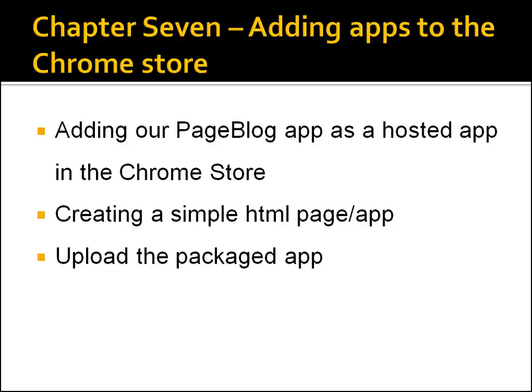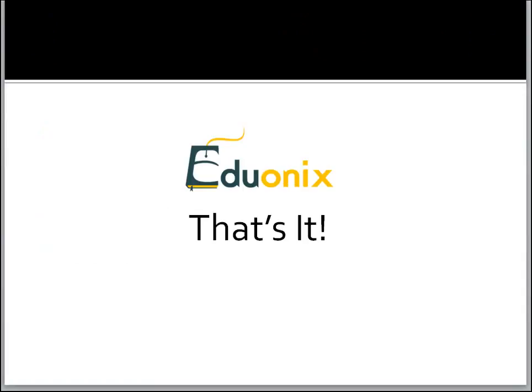And in Chapter 7, we'll basically take our page blog Facebook application and add it as a hosted app in the Chrome Store. Basically, a hosted app is just a link to another domain or another application. And then we'll also be creating a very simple HTML JavaScript app which we can package and actually upload as a packaged app. So that's about it.